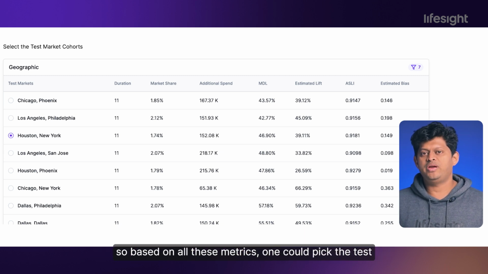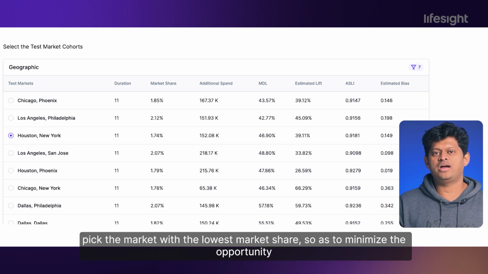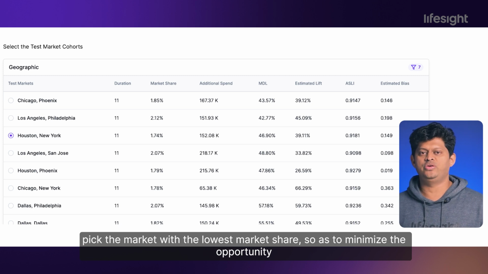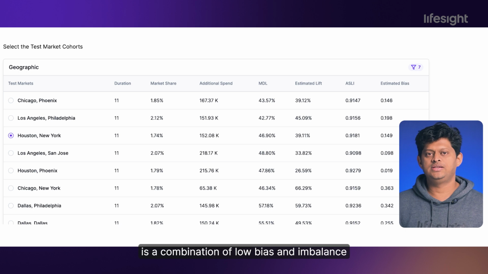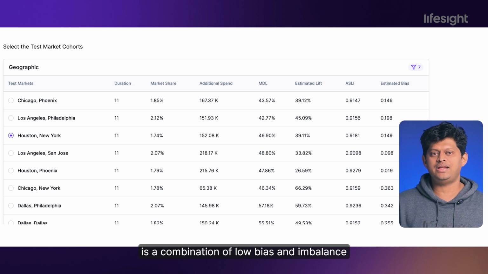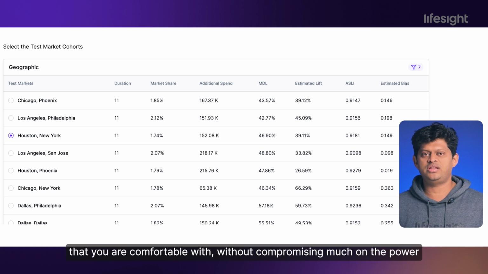So based on all these metrics, one could pick the test markets based on a few high-level criteria. Pick the market with the lowest market share so as to minimize the opportunity cost. Or pick the markets with the highest power, which in this case is a combination of low bias and imbalance and high MDL and estimated lift. Or pick a test which has a duration that you're comfortable with without compromising much on the power.